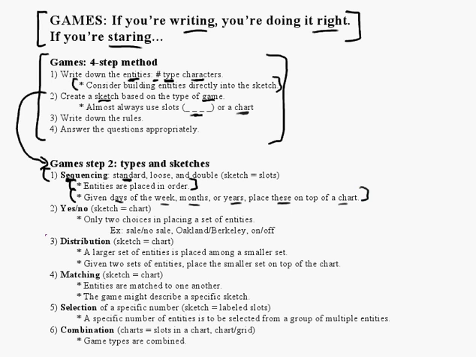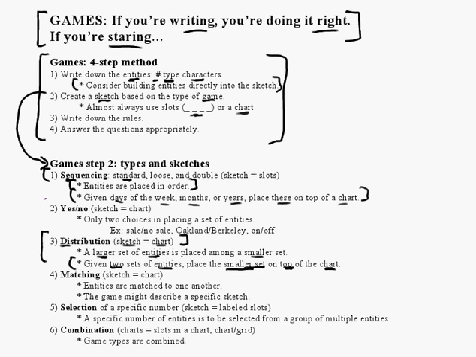I also showed you number 3, a distribution game, where we distributed materials among centers. In a distribution game, the sketch is a chart, and a larger set of entities is placed among a smaller set. When you're given two sets of entities like centers and materials, place the smaller set on top of the chart, and there we had our centers on top of the chart.